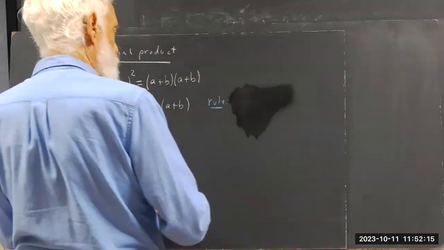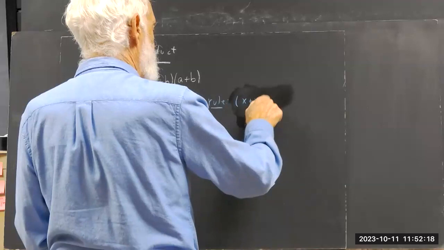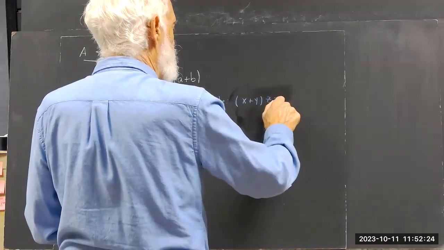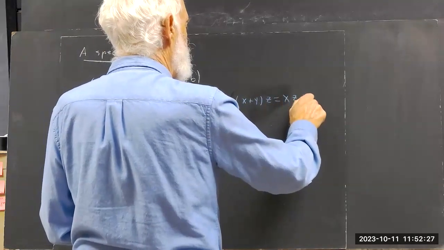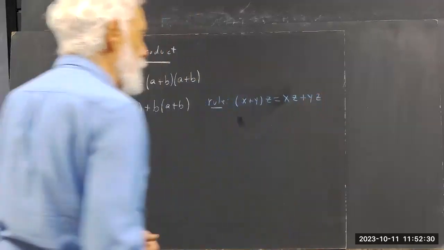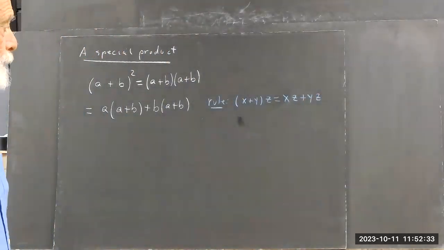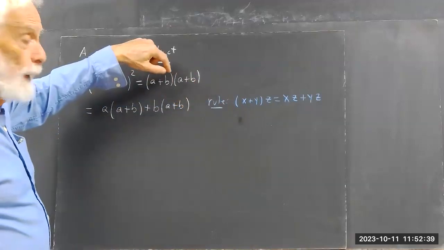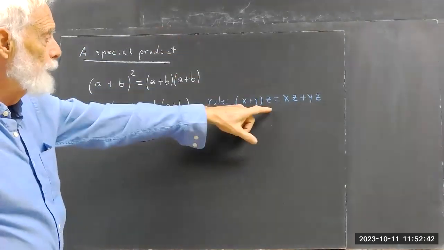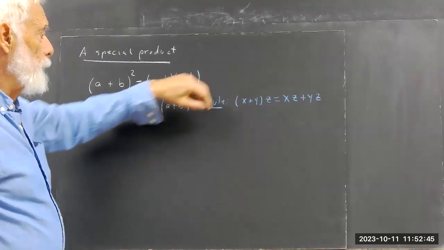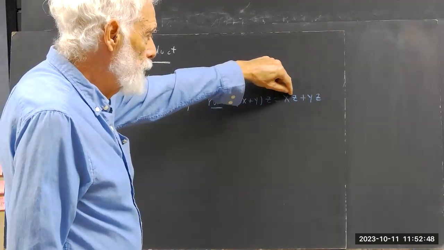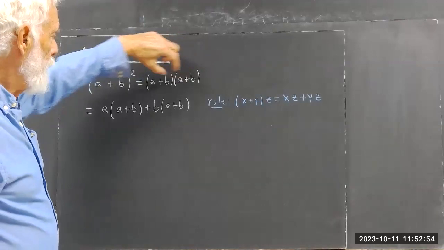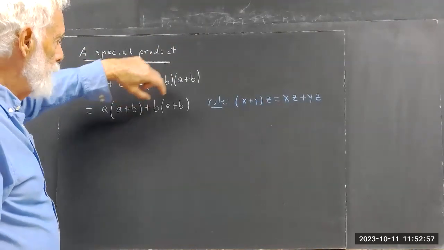All right, again. X plus y multiplied by z means you multiply x by z and you multiply y by z. Okay, so we're treating this a plus b as like x plus y, and we're treating this a plus b just as your z. So if I multiply x plus y by something, I get x times that something plus y times that something. If I multiply a plus b times this something, I get a times that something plus b times that something.